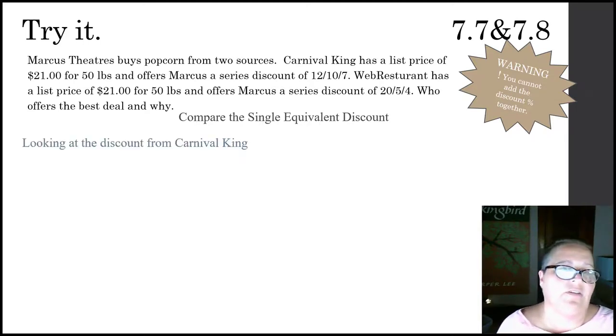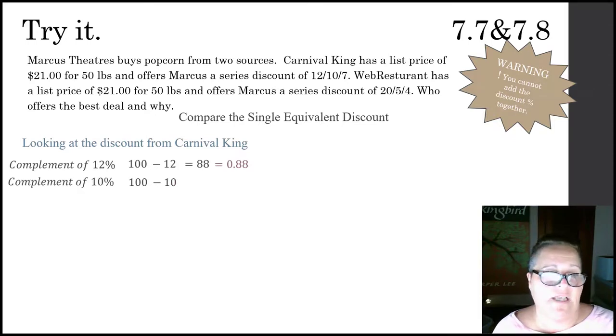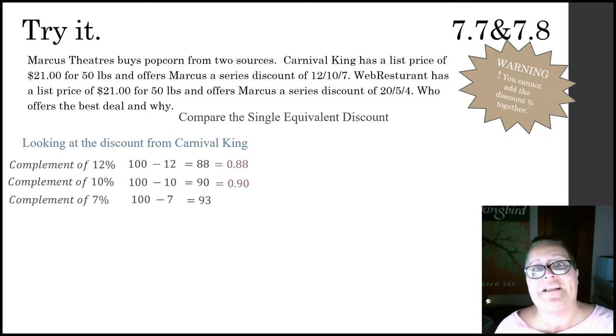Carnival King is giving a series discount of 12, 10, and 7. So that's 12% off, then 10% off, then 7% off. And we want to look at the complement of each of those. So for 12%, the complement is 88 or 0.88. For 10%, the complement is 90 or 0.90. And then for 7%, the complement is 93 or 0.93.